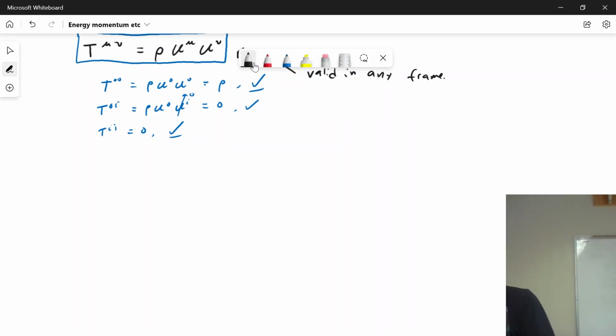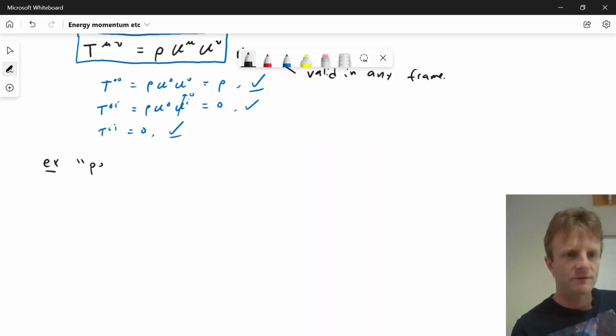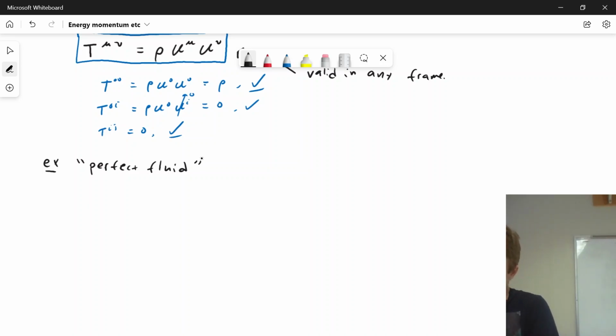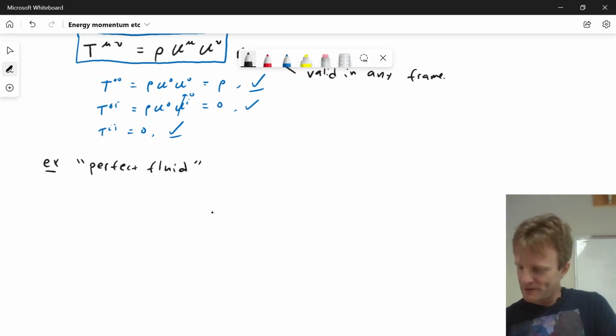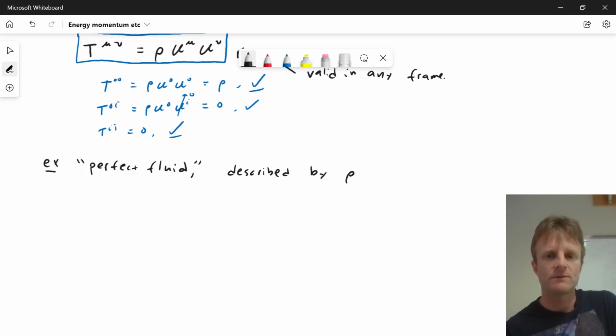Okay, so that's our dust. Let's do one more example. We're going to call it a perfect fluid. It's funny how these historical names have value judgments in them. I don't know why these fluids are perfect. But a perfect fluid is one described by not just the rest energy density rho, but also some isotropic pressure.